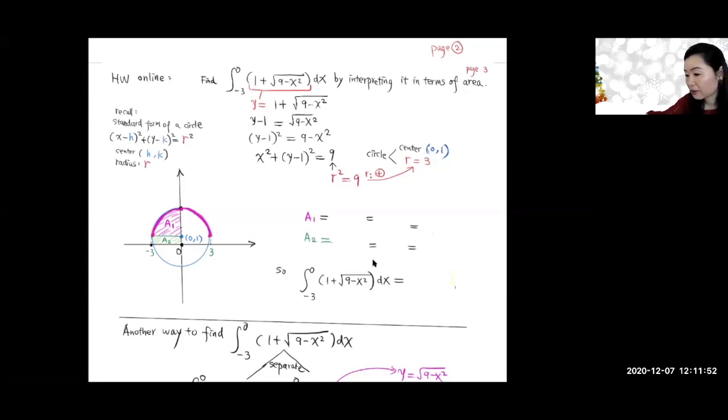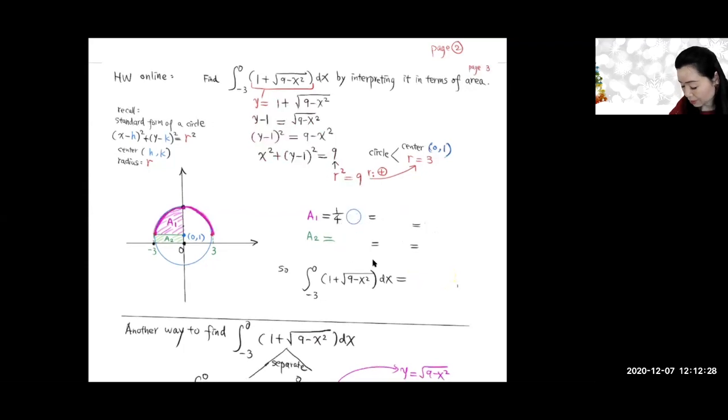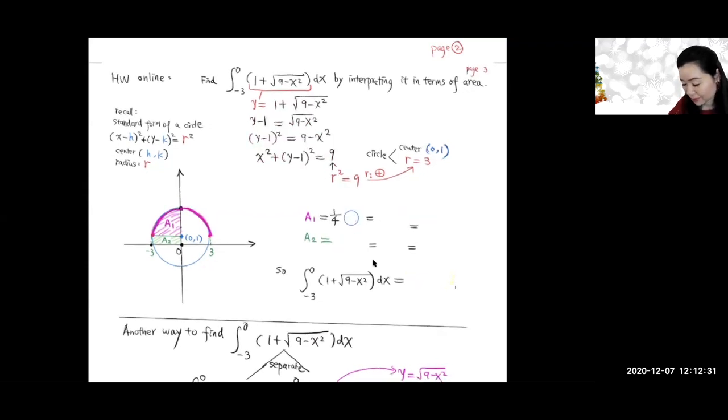Now this integral over here, you can interpret this by the area under this curve, x going from -3 to 0. So it will be this A1 plus A2. A1 over here is a quarter of the whole circle. So this is going to be one-fourth of this whole circle.